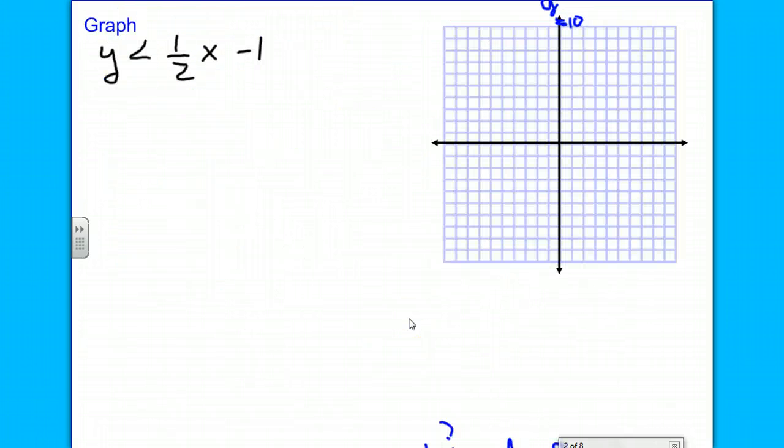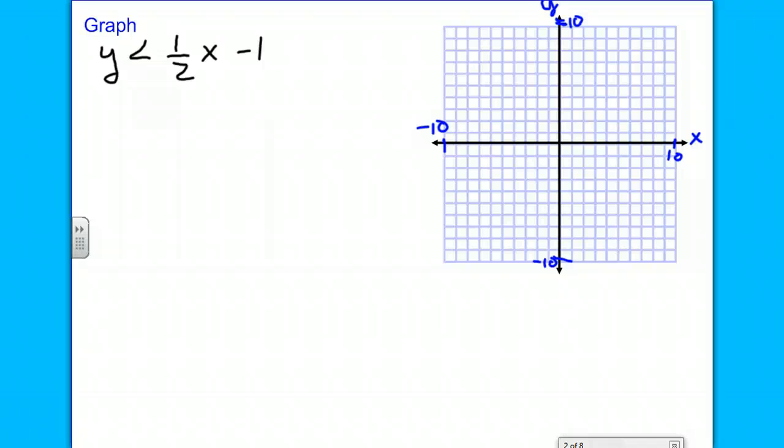Okay, we're now going to graph using our inequality here. Okay, so go ahead and get your paper ready to graph. Okay, you have learned a lot about graphing linear equations already. And so you will kind of have fun with this.